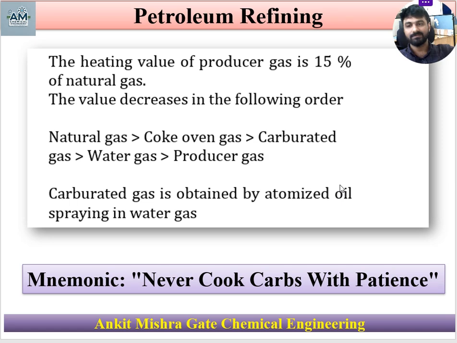Now, coming to the next part, this is very important, and they can ask you the order of the calorific value of the fuels, that is natural gas is greater than coke oven gas, carburetted water gas, water gas, and producer gas. Carburetted water gas is obtained by atomizing oil spraying on the water gas, right? If you want to remember the order, you can use this mnemonic: Never Cook Carbs With Passion. Never is natural gas, cook is coke oven gas, carbs is carburetted water gas, with is water gas, and passion is your producer gas.